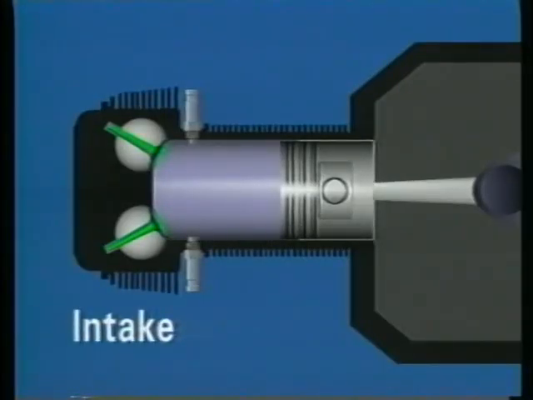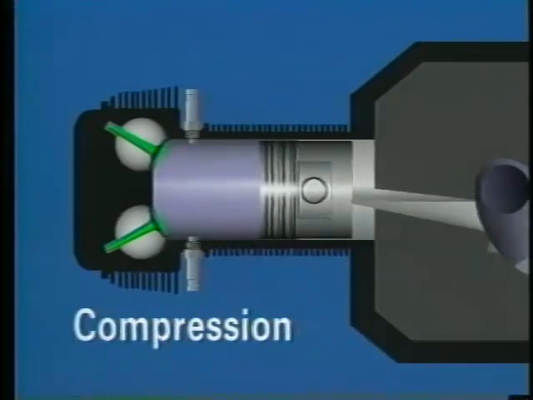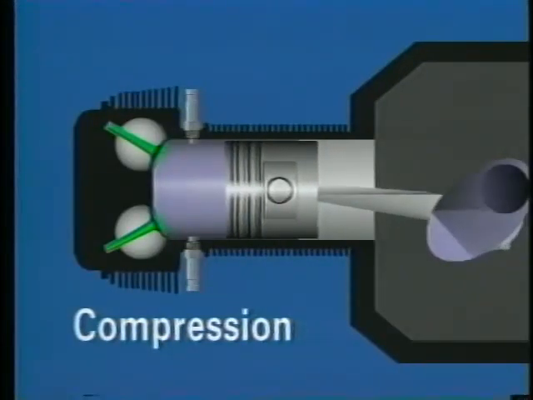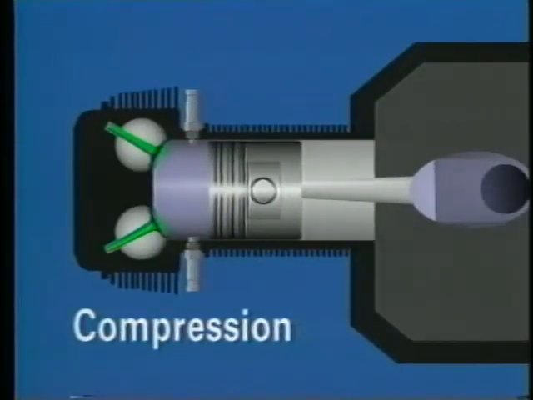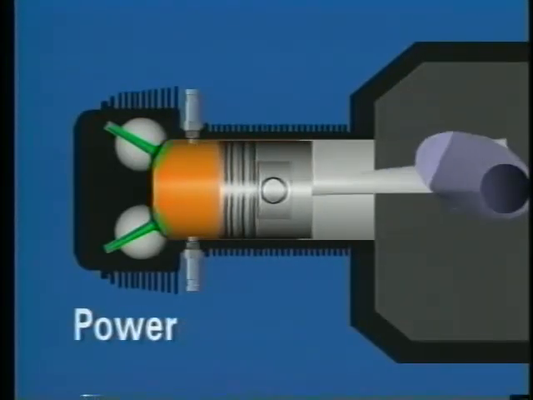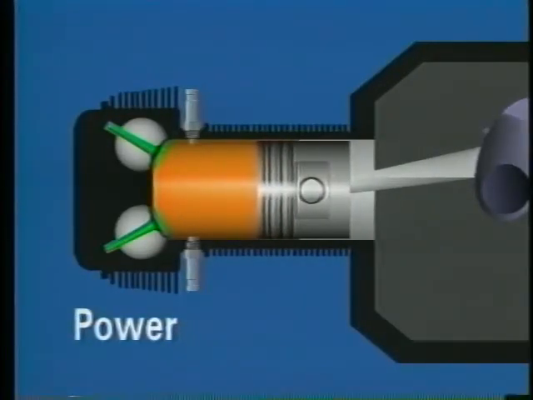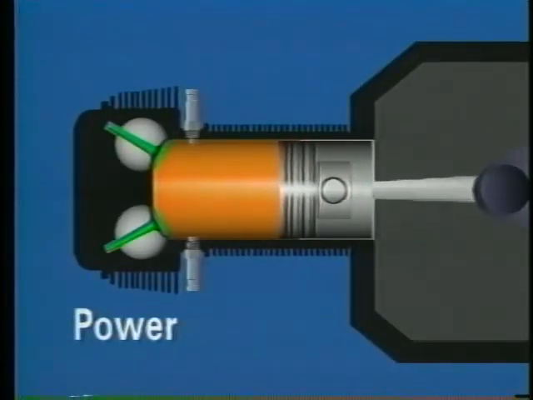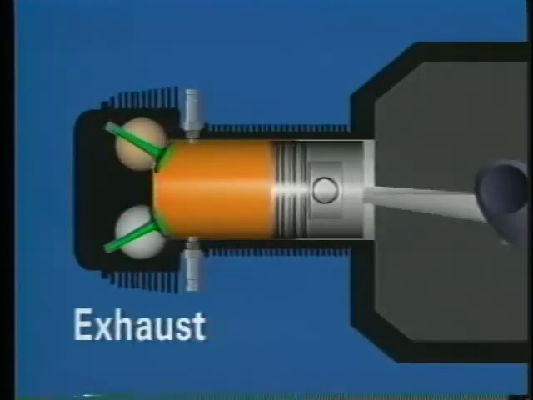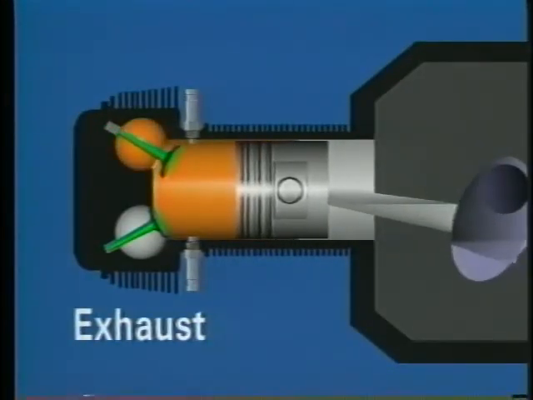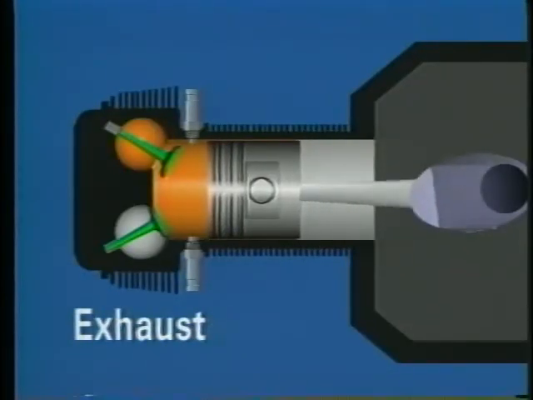Next, the mixture is compressed as the intake valve closes and the piston moves back toward the cylinder head. When the compression stroke is almost complete, both spark plugs ignite the mixture. The combustion drives the piston away. This creates the power necessary to turn the crankshaft. Finally, the exhaust valve opens and the burned gases are forced out of the cylinder.